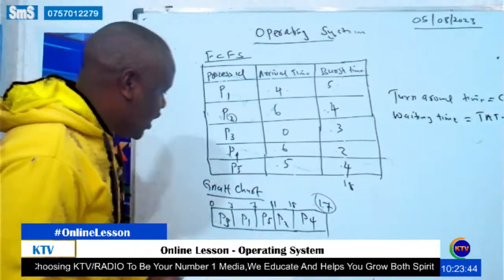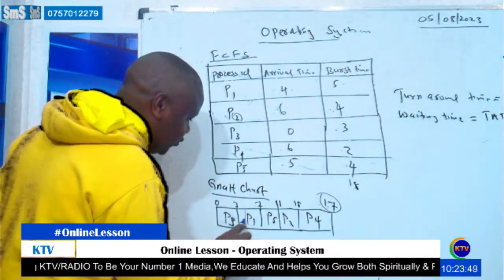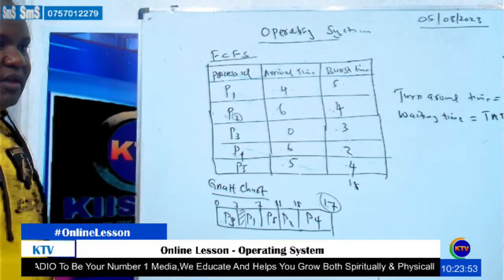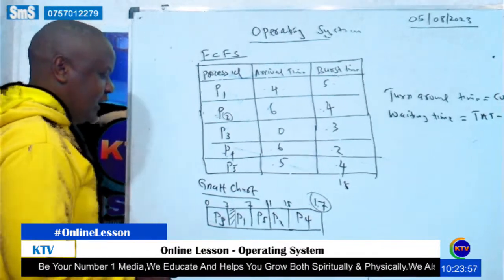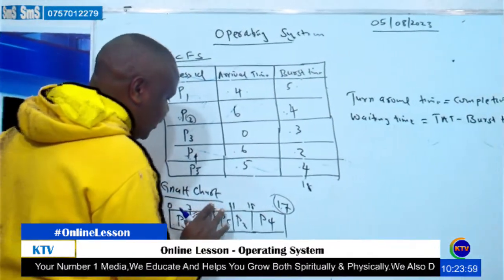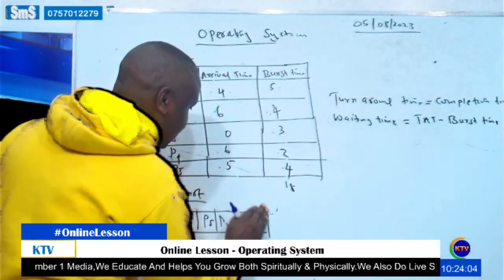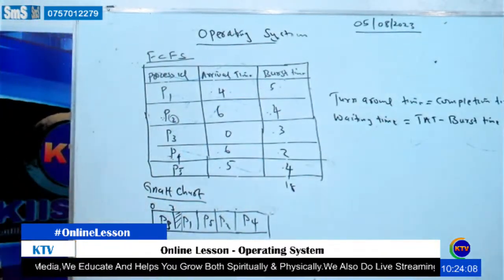So in that case, we are supposed to shade in between here to show that the CPU was idle at that time. This will change everything, since this will change the matrix, because the CPU was idle at that time.